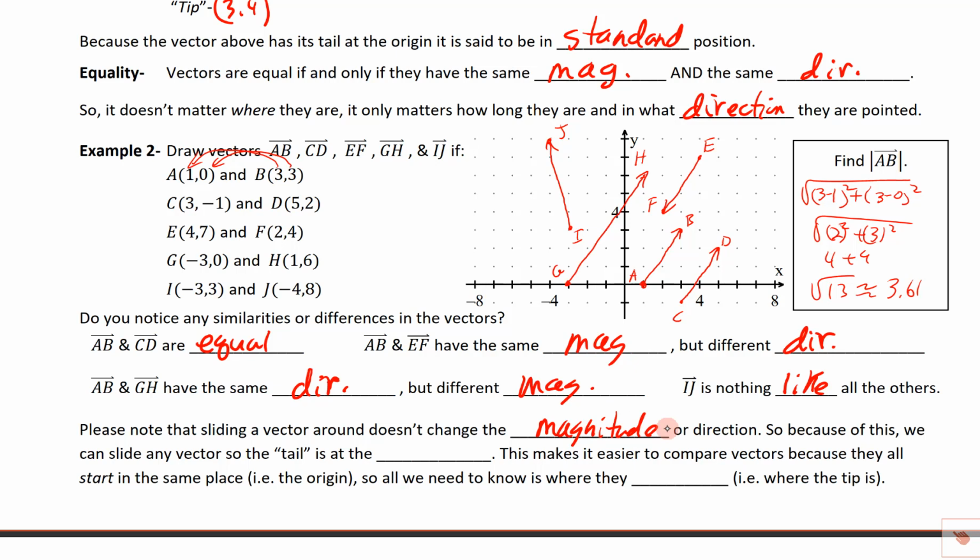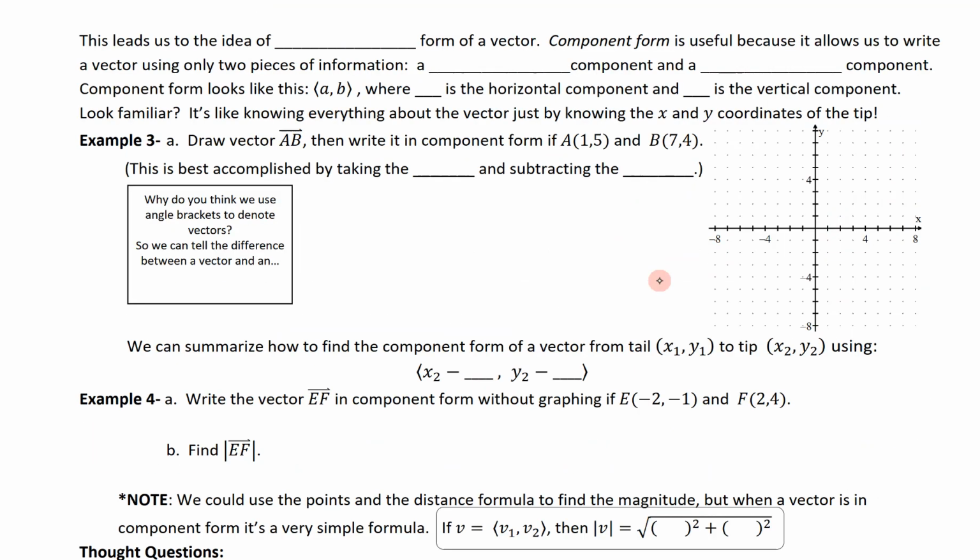But we want to make it convenient, so here's what we do. We're going to slide it around so that the tail, the initial point, is at the origin. And if we do that, it makes it really easy to compare because they all start in the same place. They all start at the origin. So all we need to know is where they end. So where they stop, okay? Where they stop, that's where the tip is. So let's go ahead and take a look at the next page.